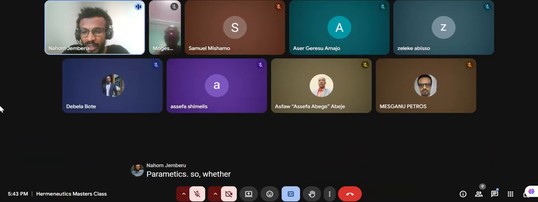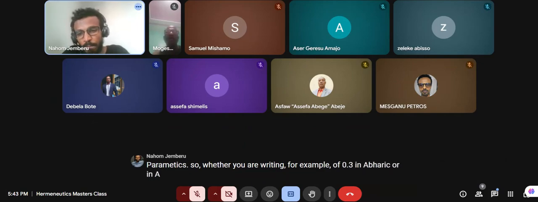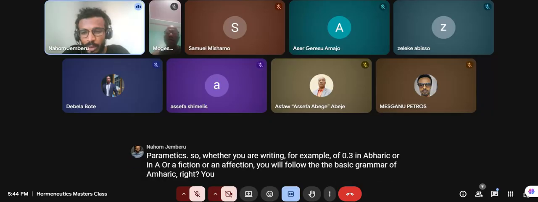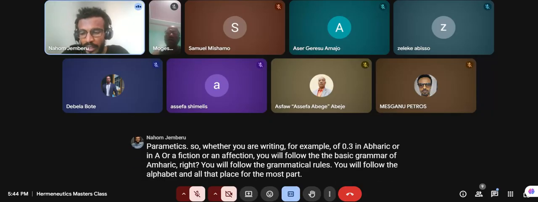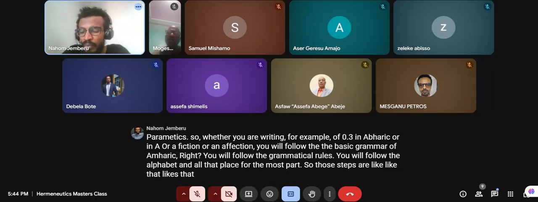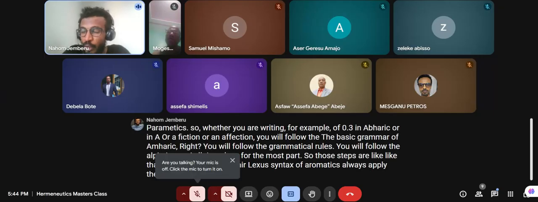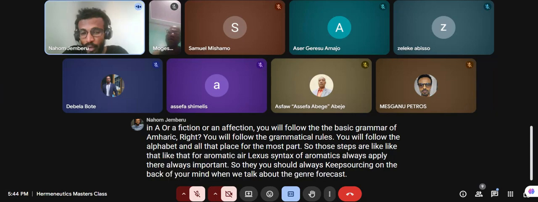So whether you are writing, for example, a poem in Amharic or fiction or non-fiction, you will follow the basic grammar of Amharic, right? You will follow the grammatical rules, you will follow the alphabet and all that, at least for the most part. Those steps are like that for hermeneutics. They are like the syntax of hermeneutics. They always apply. They are always important. So you should always keep those in the back of your mind when we talk about a genre-focused approach.